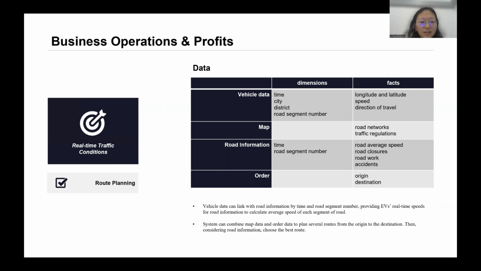The business operation here is route planning, which means the system can plan the best route for vehicles from the origins to destination in advance and change the route in a timely manner. Vehicle data can link with road information by time and road segment number, providing vehicles' real-time speed of roads information to calculate the average speed of each segment of road. The system can combine map data and order data to plan several routes. Then, considering real-time road information, choose the best route.